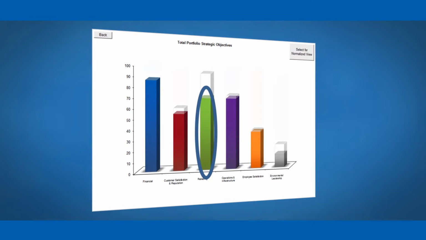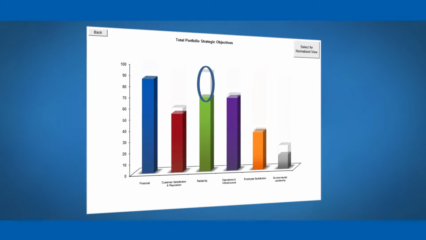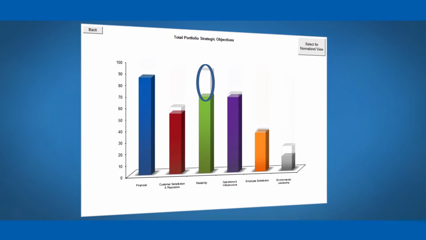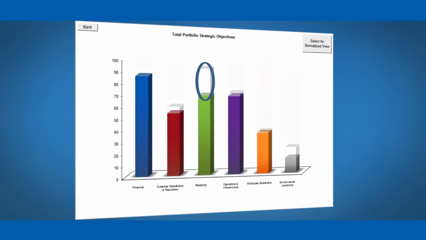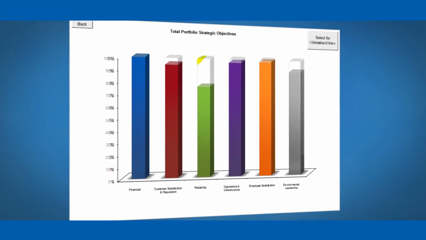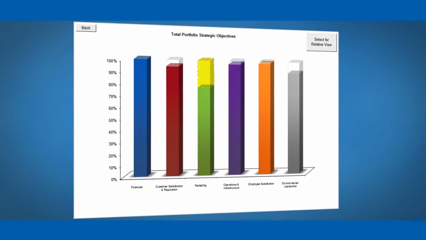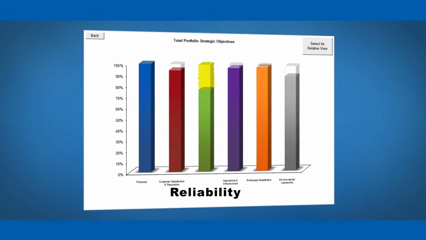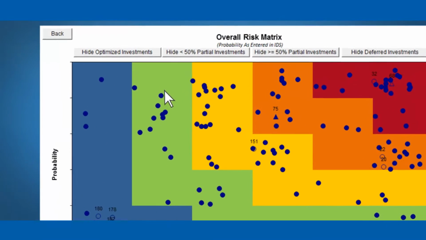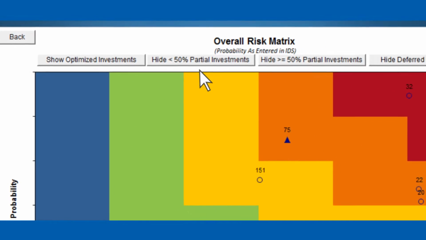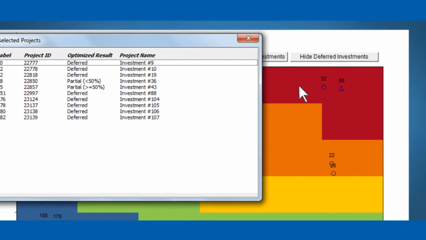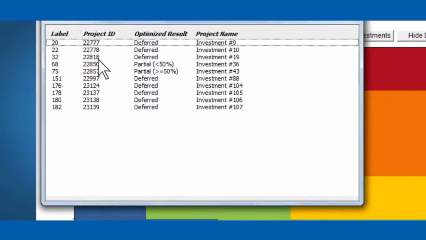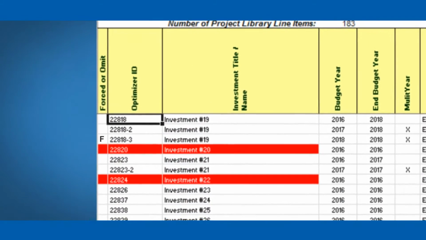Let's take a look at the portfolio results at the original budget level. Here, we see the value achieved and the value that was left on the table or that was not selected in the given scenario in a relative view. In a normalized view, we see again that the greatest amount of value we couldn't achieve within our constraints was related to reliability. We can look at our risk matrix to see what unfunded projects we have above our acceptable tolerance and trace these back to the library for further analysis or manual forcing.